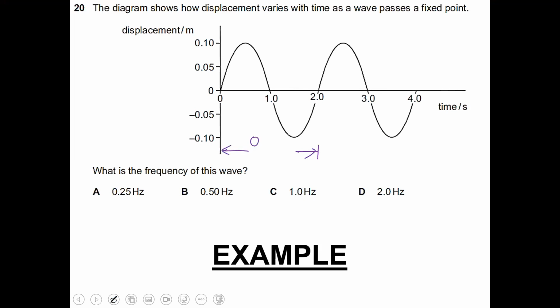This is one cycle. Then the time period would be 2 seconds. Once you get the time period, the formula for frequency is 1 upon T. So 1 upon 2. 1 upon 2 means 0.5 hertz. So the answer would be B.